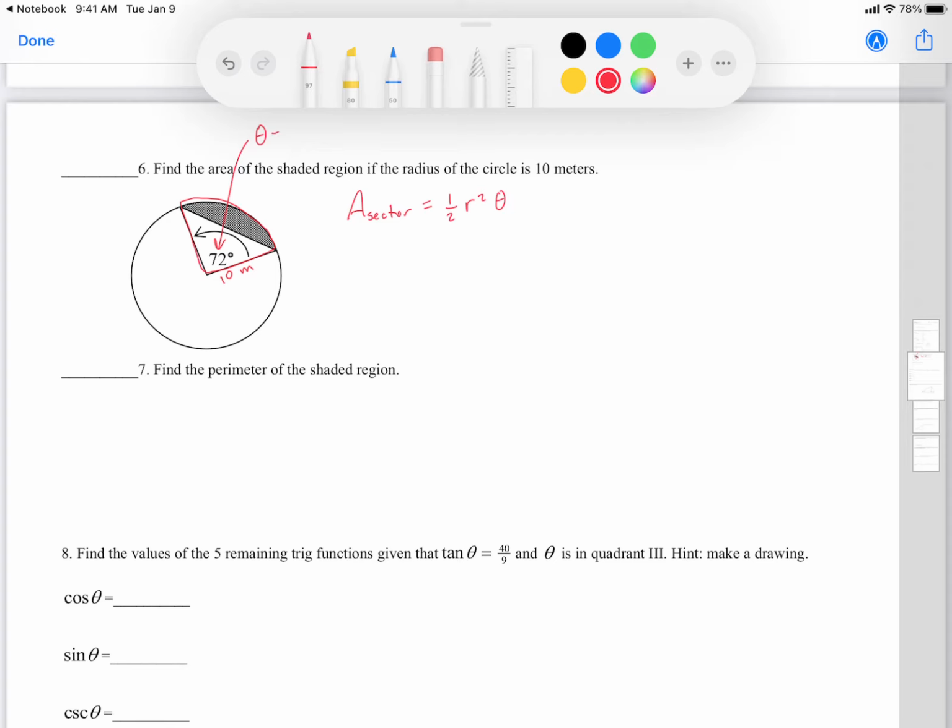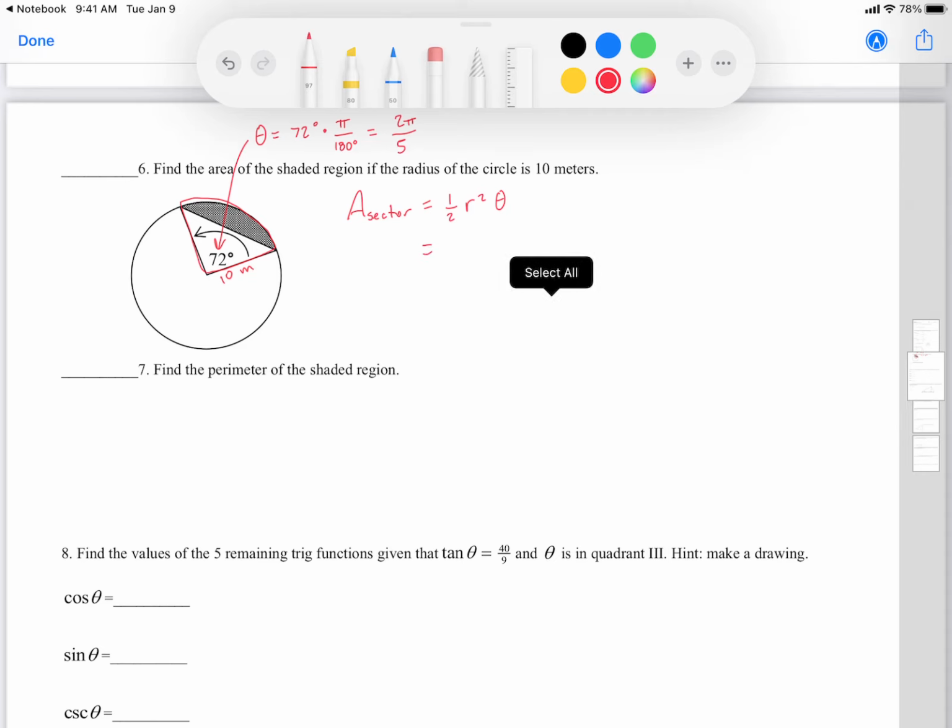So to turn this into radians, we take the degrees and multiply it by pi over 180 degrees. If you simplify this down, 72 and 180, I believe, are divisible by 36. If you divide 72 by 36, you get 2, and if you divide 180 by 36, you get 5. So that turns into 2 pi over 5, and that's what we're going to use for theta.